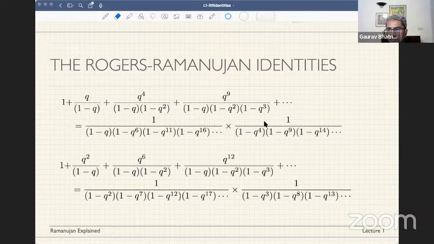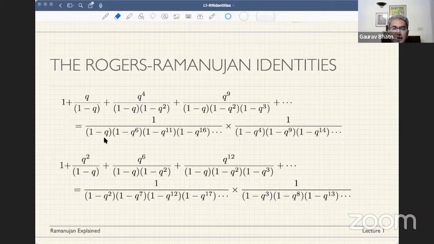So these are two identities. There's a parameter q. So you see 1, q to the power 4, q to the power 9. That pattern is easy. On the left, there's a sum. You're dividing by 1 minus q, and then 1 minus q, 1 minus q squared, and so on. So there's a pattern here. On the right-hand side, there are infinite products. So 1 over 1 minus q, 1 minus q to the power 6, 1 minus q to the power 11, 16. Again, the pattern is easy. It's 1, 6, 11, 16.